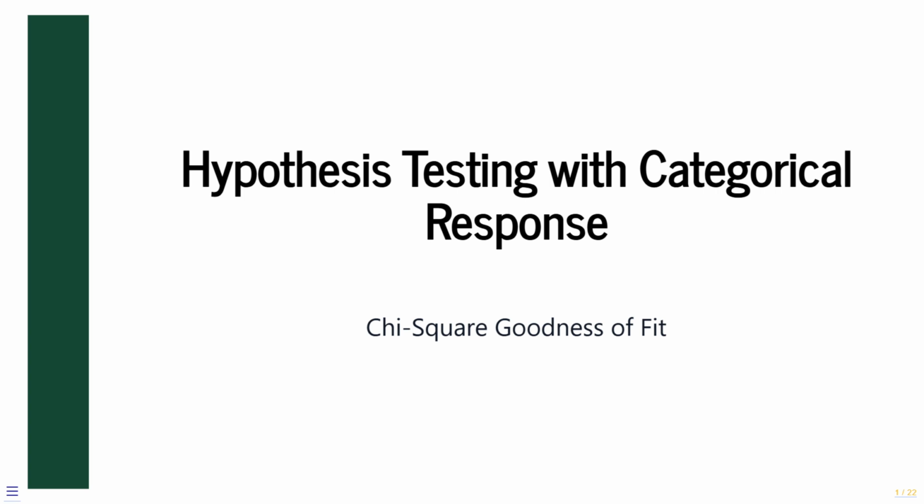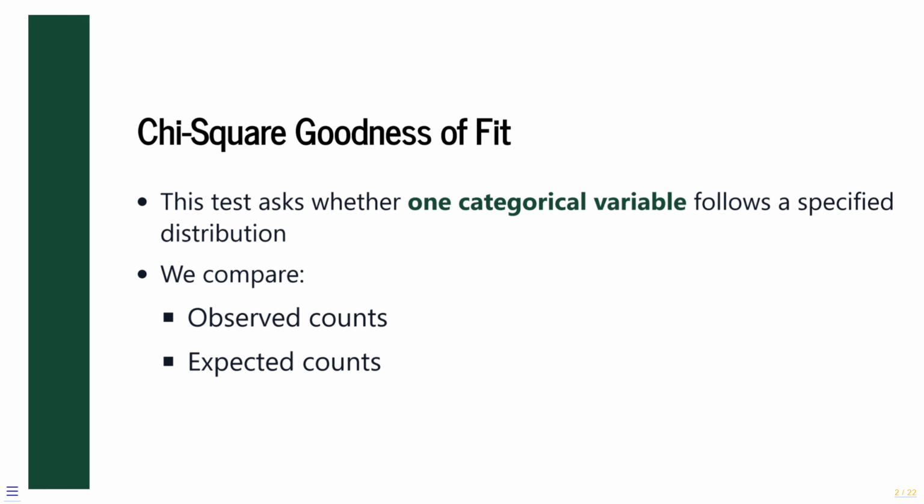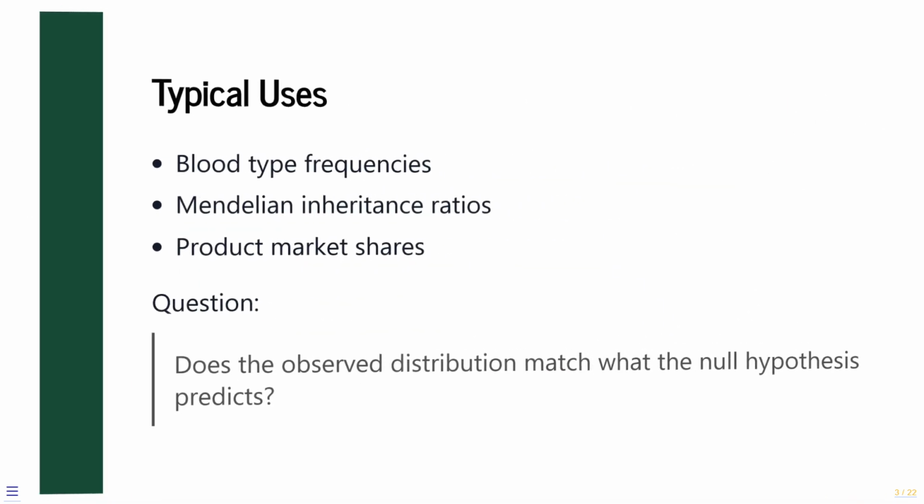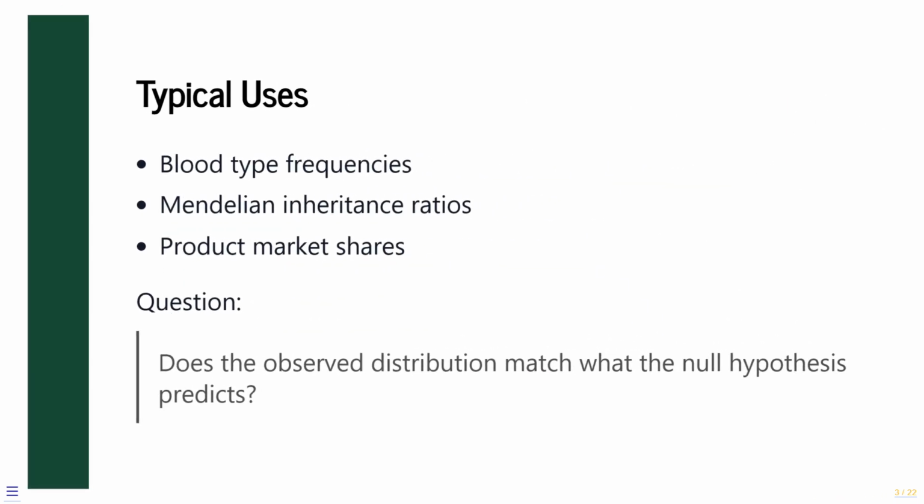The chi-square goodness of fit test asks whether one categorical variable follows a specified distribution. We compare observed counts to the counts we would expect under the null hypothesis. This test can be used for settings like blood type frequencies, Mendelian inheritance ratios, or market share distributions. The question is whether the observed distribution matches the distribution predicted by the null hypothesis.